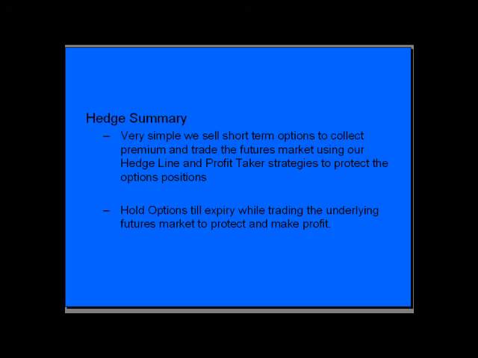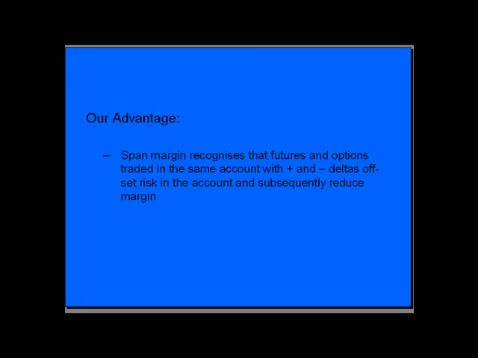We're not just looking to place a spread in the market, but we're also looking to use a futures hedge. Now, the advantage of using a futures hedge is that it also helps us to control and reduces our open margin. We're looking to hold our options to expiry while trading the underlying futures market to protect and make profit. Our advantage is that SPAN margin recognises that futures and options traded in the same account have what's called a positive and negative delta.